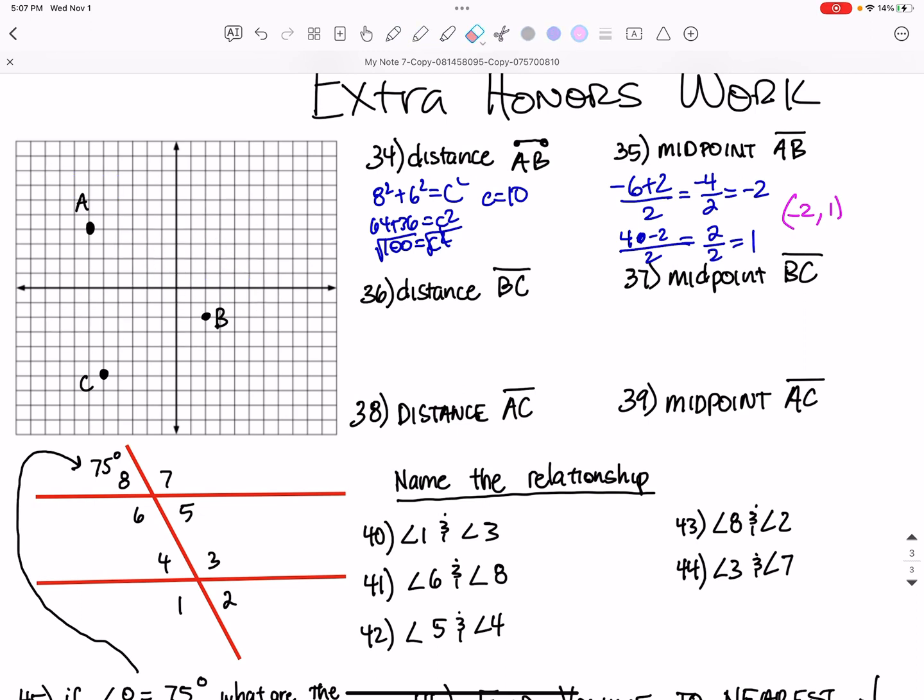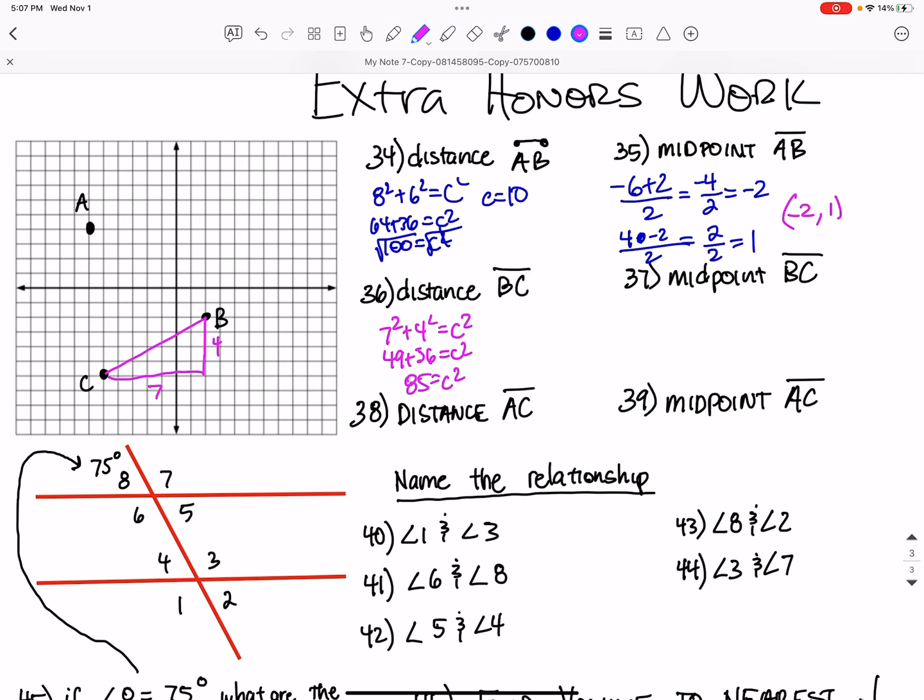We're doing B and C. Okay, B and C is here and here. Let's find that. This is 4 boxes. This is 1, 2, 3, 4, 5, 6, 7 boxes. I'm going to do 7 squared plus 4 squared equals c squared. 49 plus 36 equals c squared. What is that? 85 equals c squared.